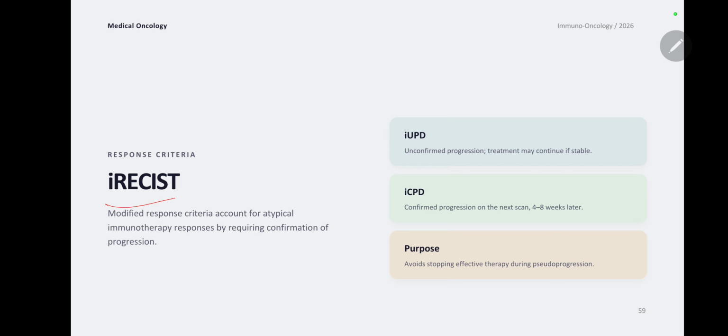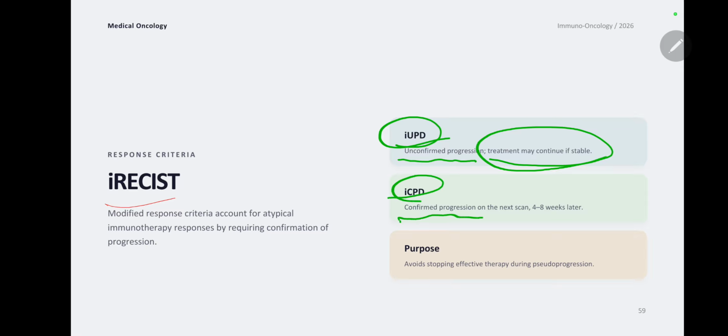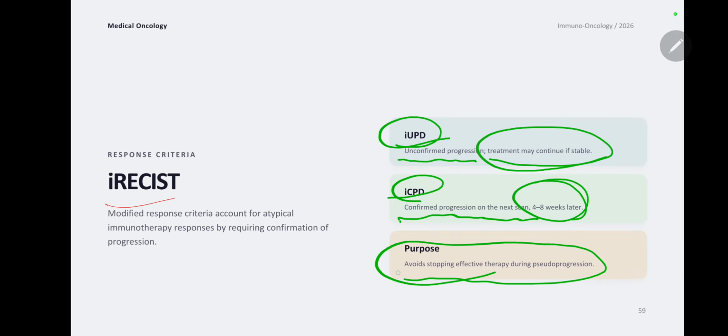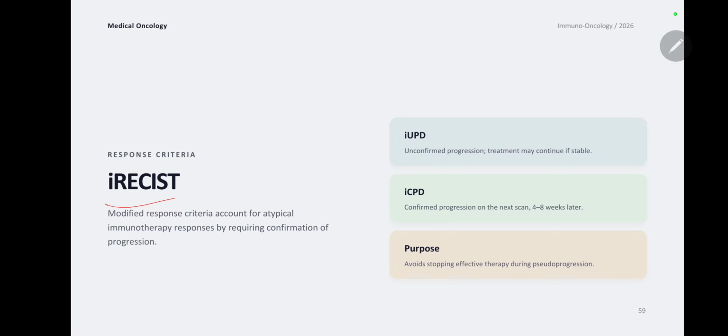So iRECIST. Okay, this is the response criteria for immune therapy, and that is very different from chemotherapy. One is iUPD, that is unconfirmed progression. If it is unconfirmed progression, the treatment is to go on. If iCPD, that is confirmed progression on the next scan, which is done 4 to 8 weeks later. So to avoid stopping an effective therapy, we use these iRECIST criteria.